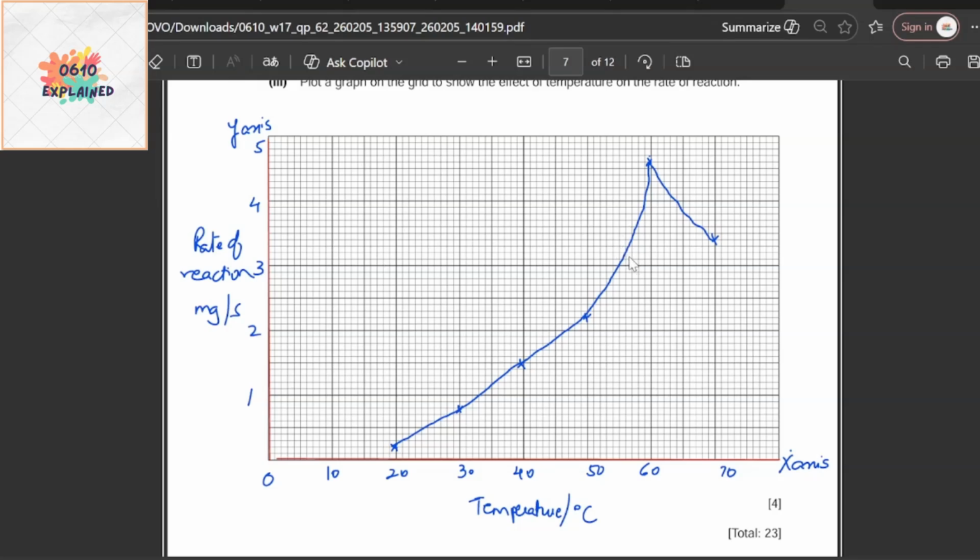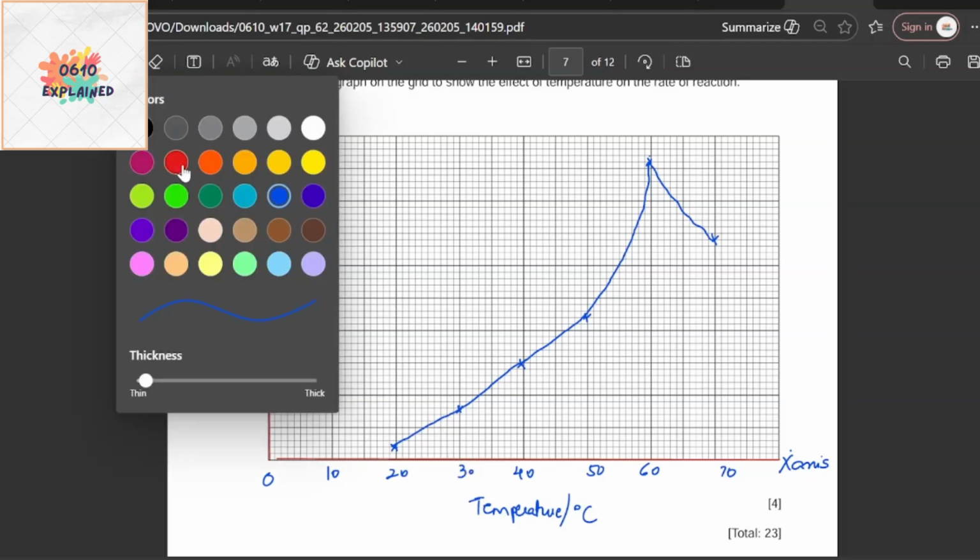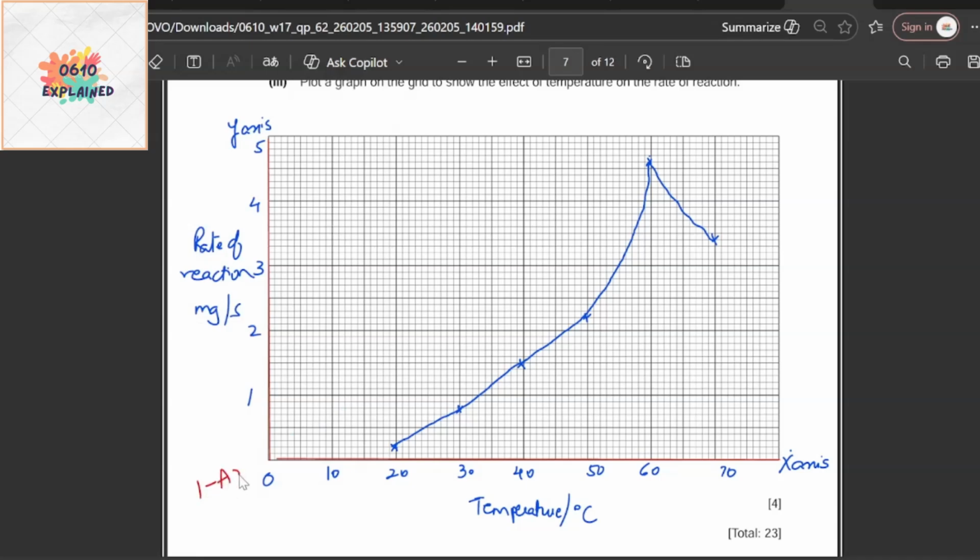So you have to plan your graph accordingly, the scale accordingly, and then your marks are allotted. 1 mark is allotted for the axis. Okay, so we have identified and labeled it properly as your x-axis, which is temperature, and your y-axis, which is the rate of reaction. Don't forget to write milligrams per second. As I told you, the second mark is allotted for the scale. So for your scale, you have to use at least 60 to 70% of the scale.